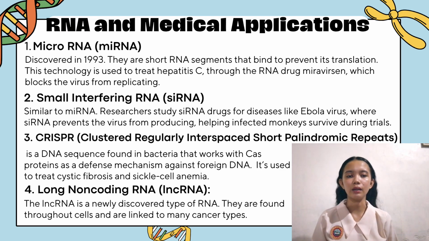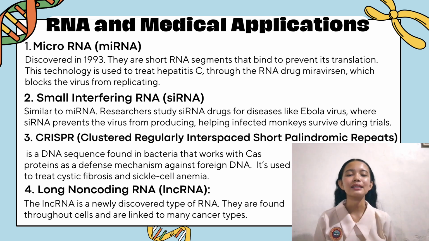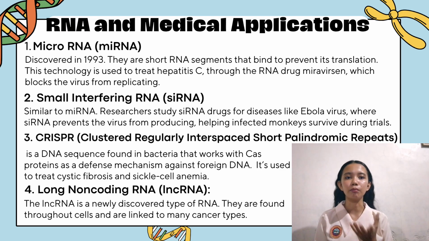First is microRNA. MicroRNA was discovered in 1993. These are short RNA segments that can bind to messenger RNA to stop it from being translated into proteins. In simpler terms, microRNA acts like a gene silencer, preventing certain genes from producing proteins that may cause disease. One example of its application is the drug miravirsen, which is used to treat hepatitis C. This drug works by blocking the virus from replicating inside the body.